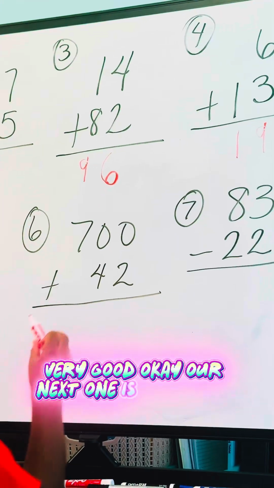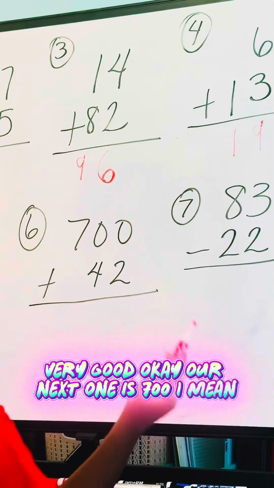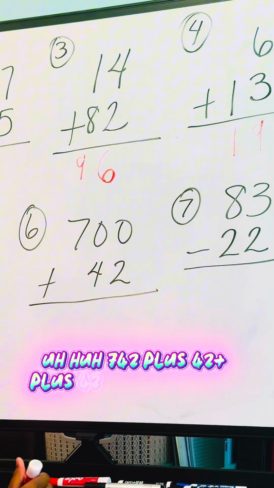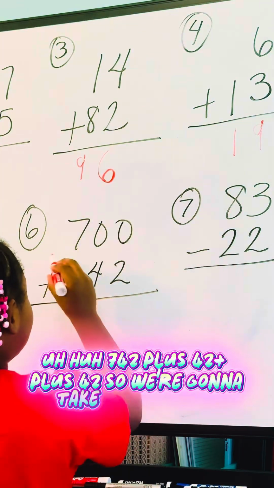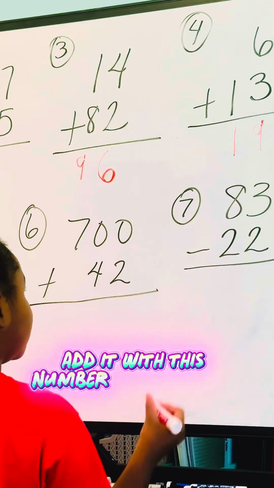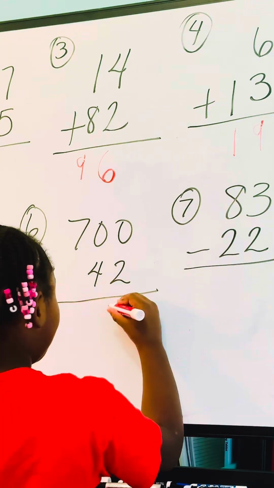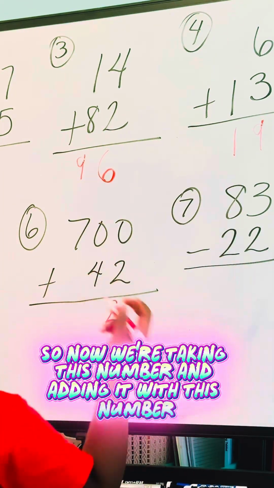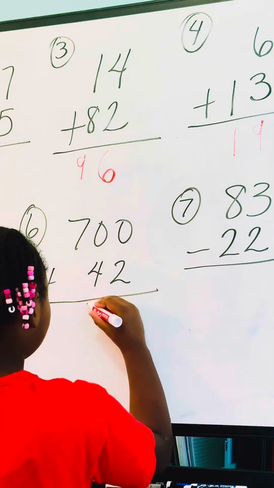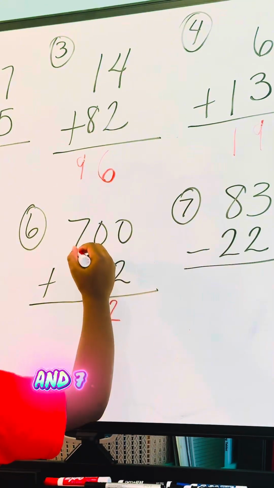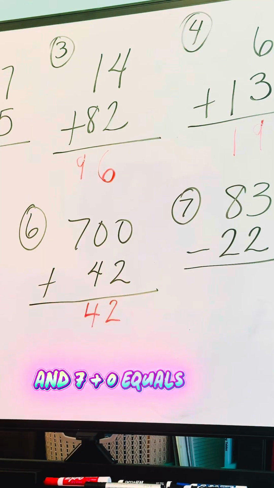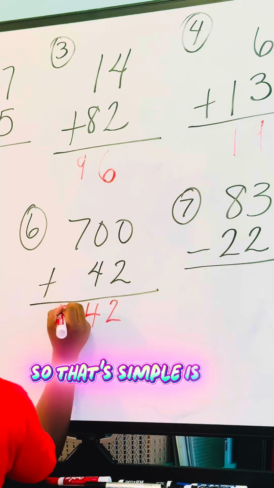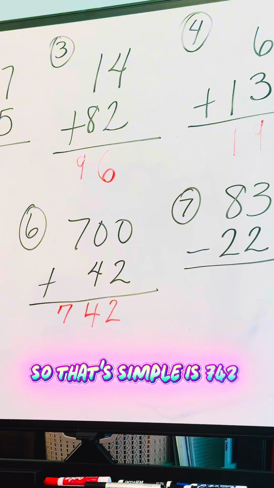Our next one is 742 plus 42. So we're going to take this number, add it with this number, which will be 2. So now we're taking this number and adding it with this number, which will be 4. And 7 plus 0 equals 7. So that simple is 742. Very good.